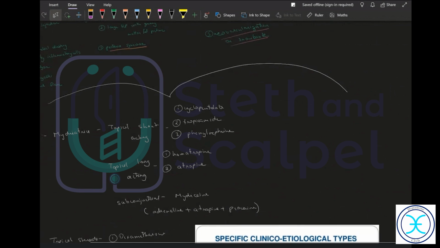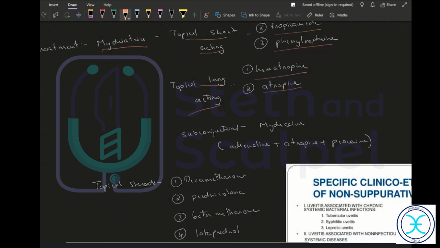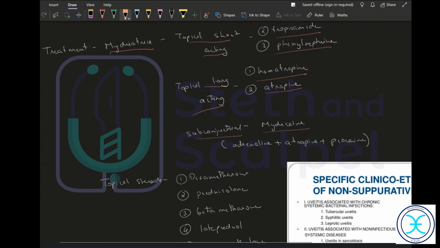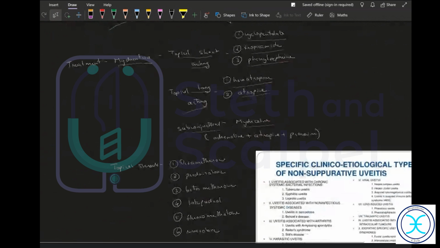The treatment for all of these is mydriatics. The different mydriatics we have are short acting and long acting topical agents. The short acting ones are cyclopentolate, tropicamide, and phenylephrine. Long acting ones are atropine and homatropine. You can give some subconjunctival injection of mydricaine. I think steroids are the drug of choice for all kinds of uveitis.